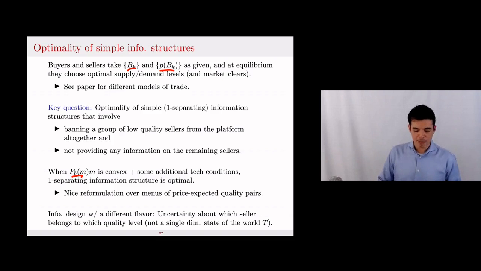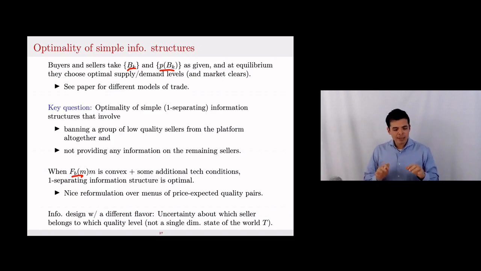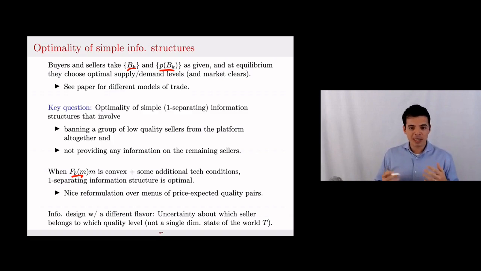expected quality pairs. Now, I want to highlight that this is an information design problem in a different environment, in a different setting, in the context of platforms. It's a natural problem, and it's important to study the optimality of simple information structures, which the authors deliver on.